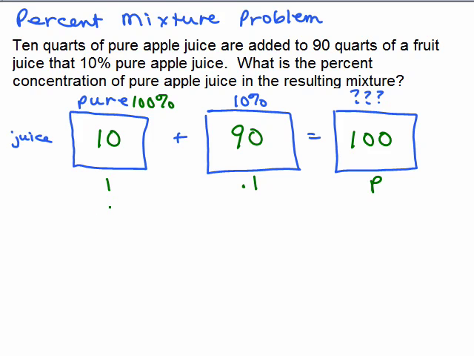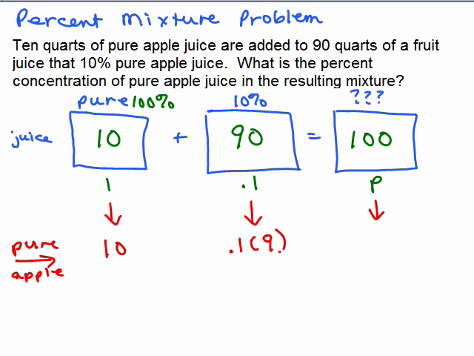All right, so now let's see how much pure apple juice is in each of these containers. Well, we started out with 10 quarts, and it was all pure, so we know it's 10. And of course, you could get that by saying 10 times 1. But this is going to be the pure apple juice in each. And here we've got 0.1 times 90. Basically 10% of 90, and what would that be? That would be 9. If you want, you could first write 0.1 times 90, but that's going to equal 9.